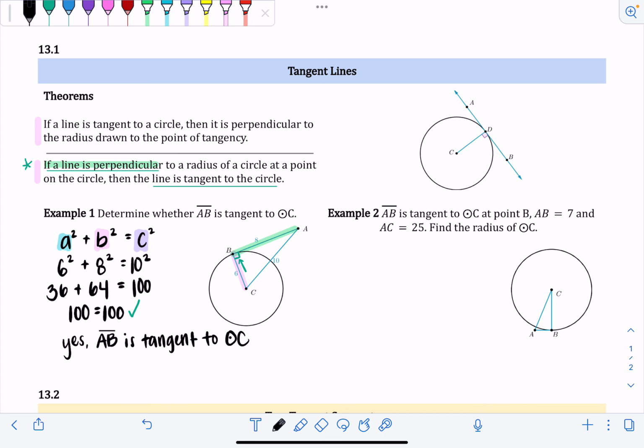Okay, so example 2, segment AB is tangent to circle C at point B. AB is 7, AC is 25, and we want to find the radius of circle C this time. So this time we do know that it's tangent. When we do know that it's tangent, we can use that first theorem because it starts off with, if a line is tangent to a circle, so yes, we know that for sure. AB is tangent to circle C. Then it's also going to be perpendicular to the radius.